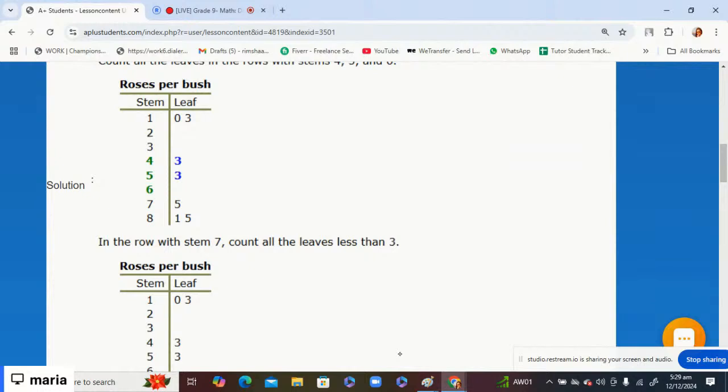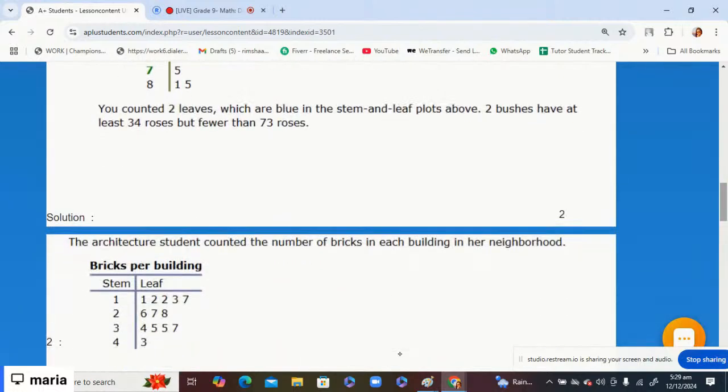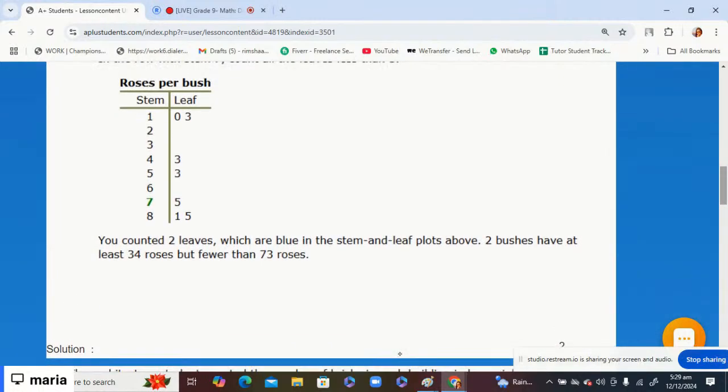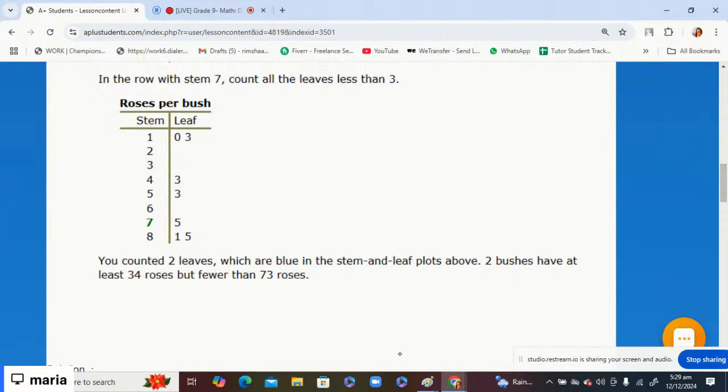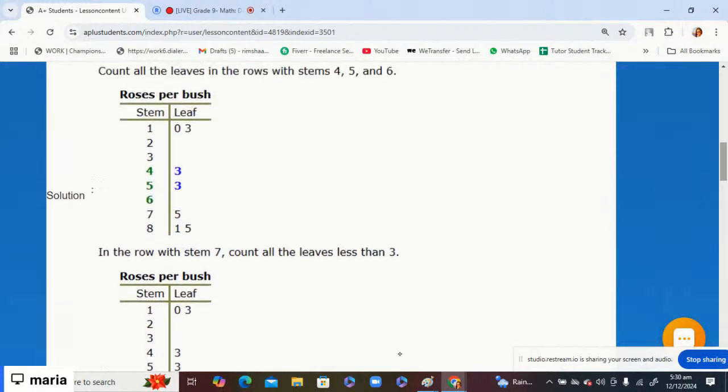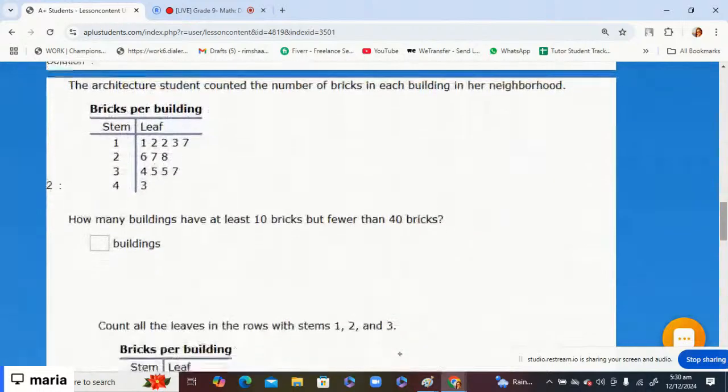Okay, all the leaves that are less than 3. For 4, that is 3, for 5, that is 3, for 6, it's nothing. So it means that you counted 2 leaves which are blue in the stem and leaf plot above. When you count those leaves, that is 2, so at least 2 bushes have at least 34 roses. Okay, that is 2.